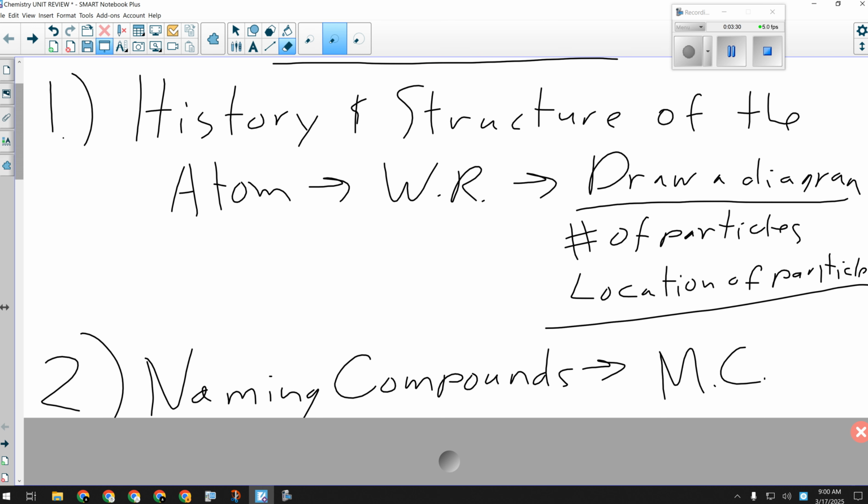But do you need to know how to write formulas and name compounds for the written as well? Yeah, because I'm going to ask you to write chemical reactions. You have to be able to get the formulas right in order to get the reactions right. So in that way, it's part of all parts of the exam. Just explicitly tested in the multiple choice with those kinds of questions. But obviously you have to know how to do it to do other parts of the test. Good?